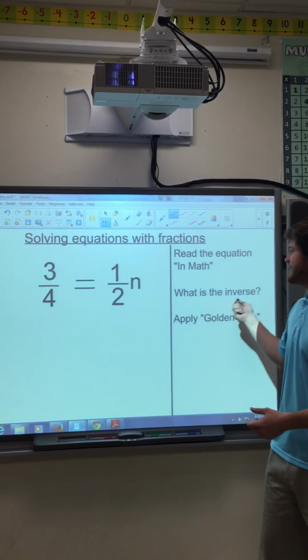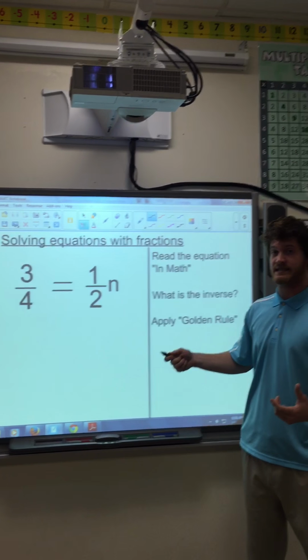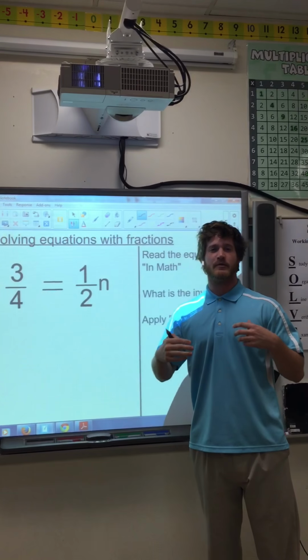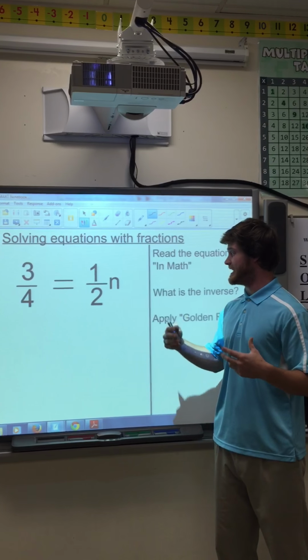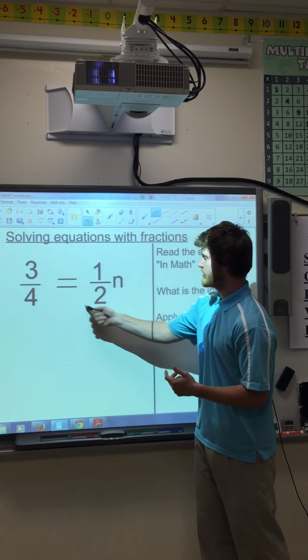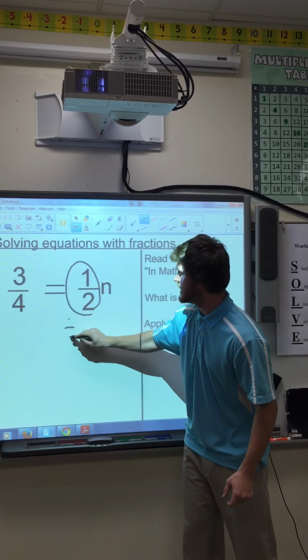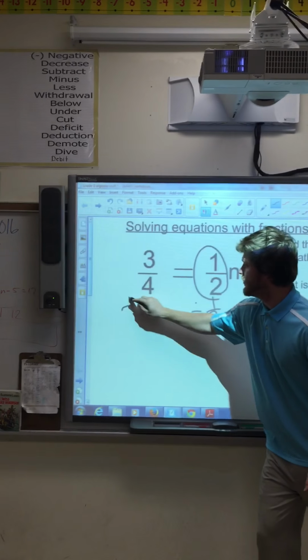Ask yourself, what is the inverse, what is the opposite of multiplication? Division. So how do we isolate the variable? How are we going to get the variable by itself? What's the inverse of multiplication? Division. So what are we going to do to both sides? We have to get rid of this 1/2 to isolate the variable. So I'm going to divide both sides by 1/2.